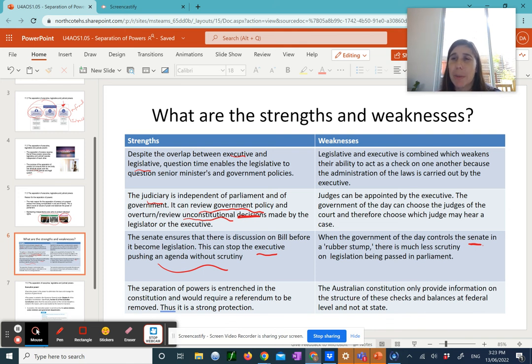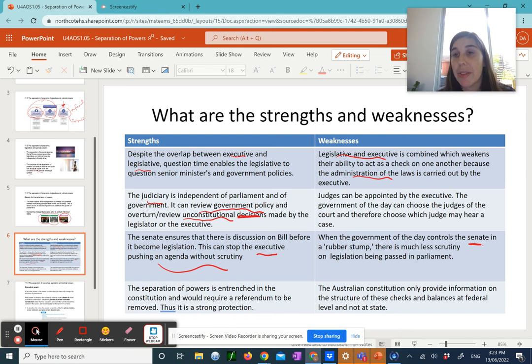Some of the weaknesses or some of the problems of this as a check: the legislative and executive are actually combined, so it weakens their ability to act as a check on one another, because the administration of the laws is also carried out by the executive who have been voted in the legislative.